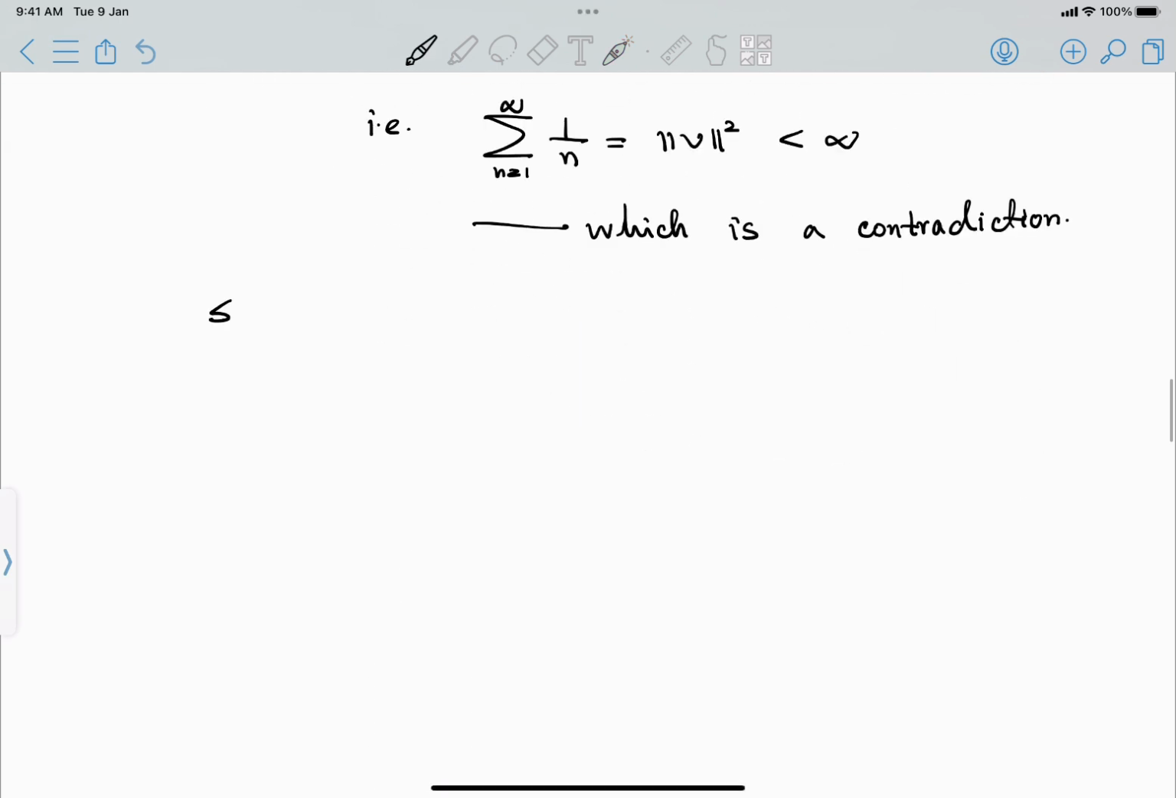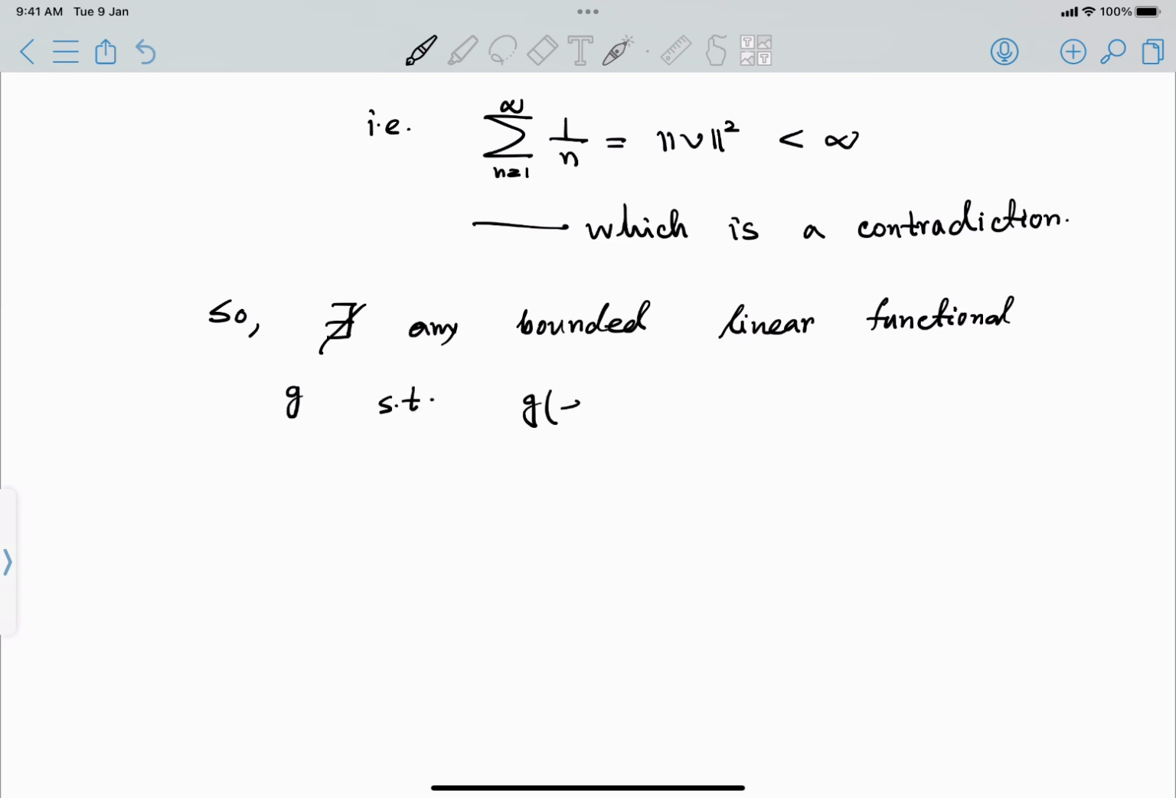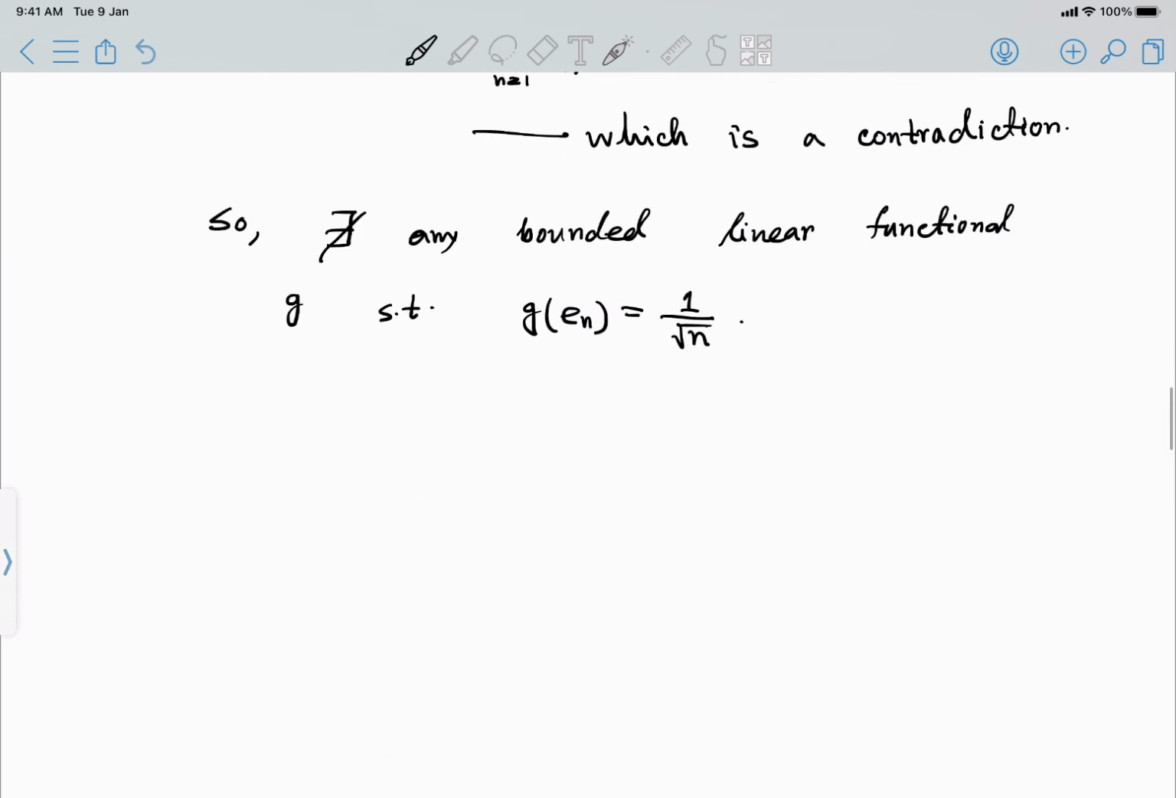So there does not exist any bounded linear functional G such that G of En is given by 1 by square root n. Okay. So we are done with statement Q.